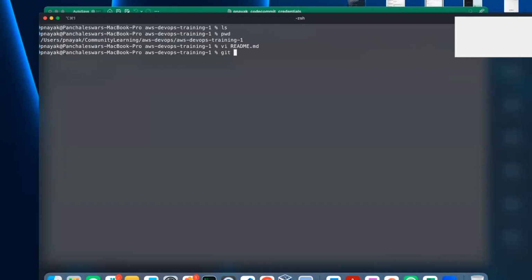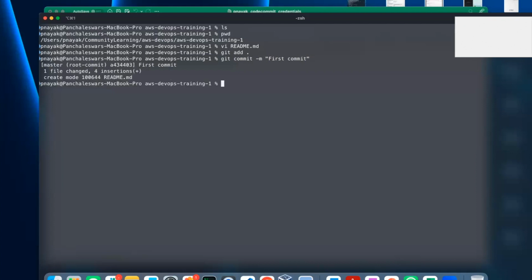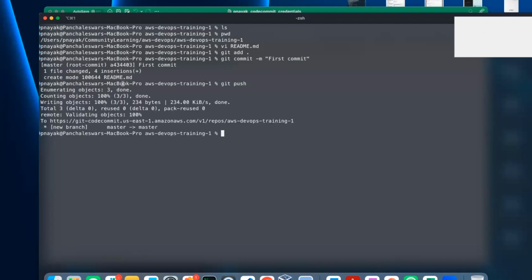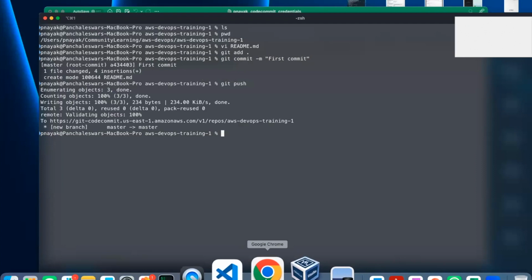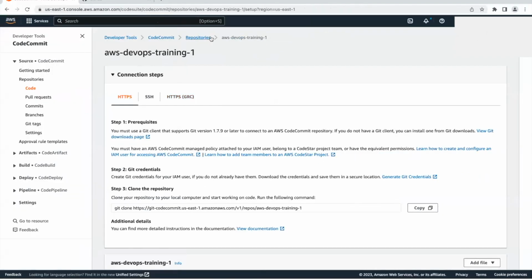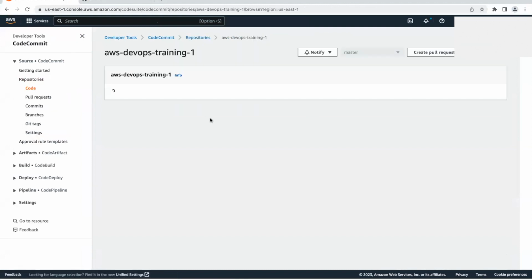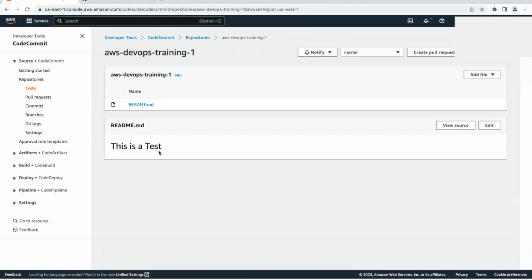Now, git add dot, git commit, git push. I hope you are familiar with the git commands. Yes. Now you see here in the repository, I have my README. This is a test.